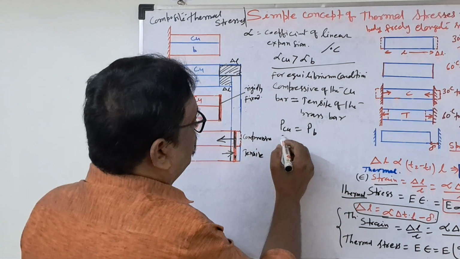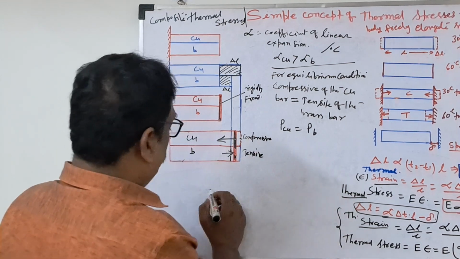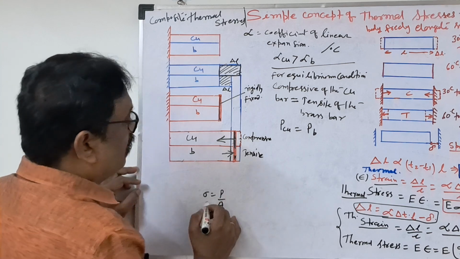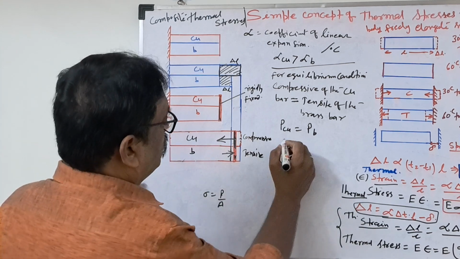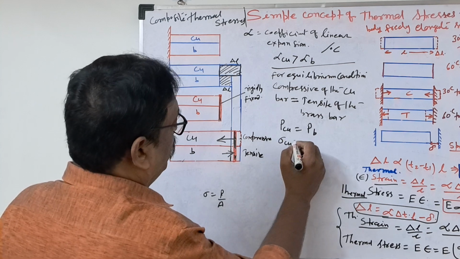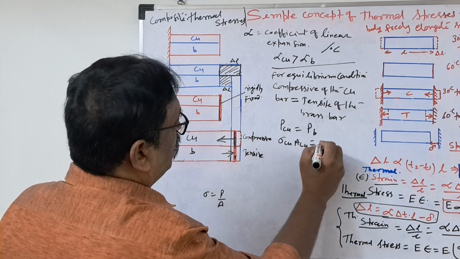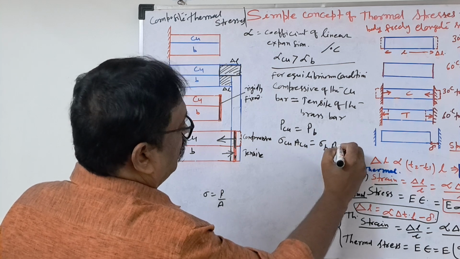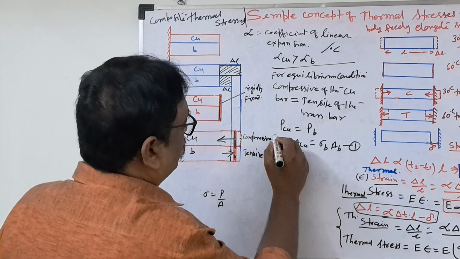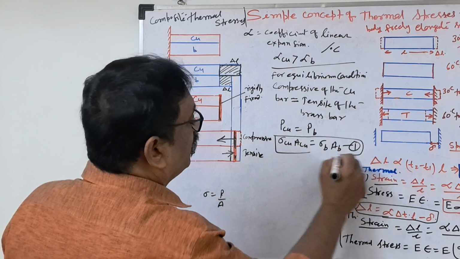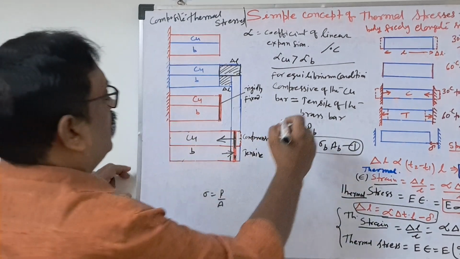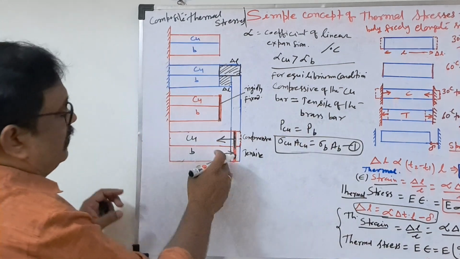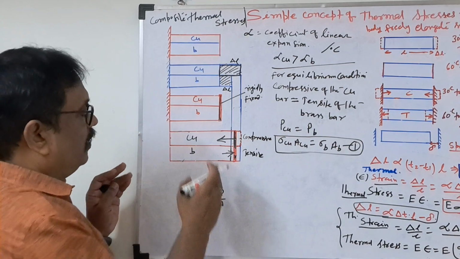Now what is the stress? Stress is nothing but force per unit area. So force equals stress into area: stress of the copper times area of the copper is equal to stress of the brass times area of the brass. This is the relation, one relation came. For equilibrium conditions, total compressive force will be equal to the total tensile force because the elongation will be the same.